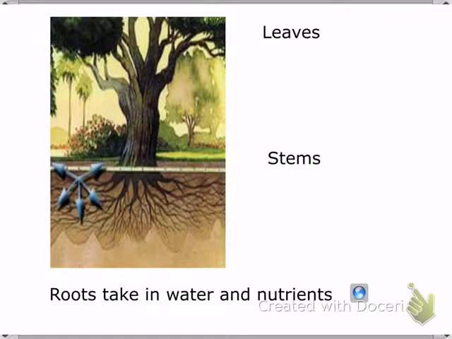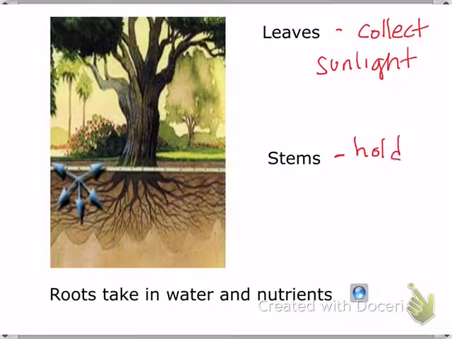In the process of photosynthesis, we're going to be looking at plants. So one structure that's important for plants are the leaves. The leaves of the plants are important because they collect sunlight. We'll also need to think about the stems. The stems hold the leaf and also deliver water and nutrients to a plant.